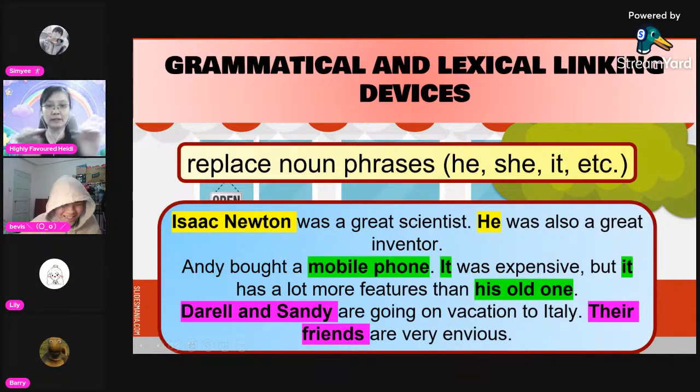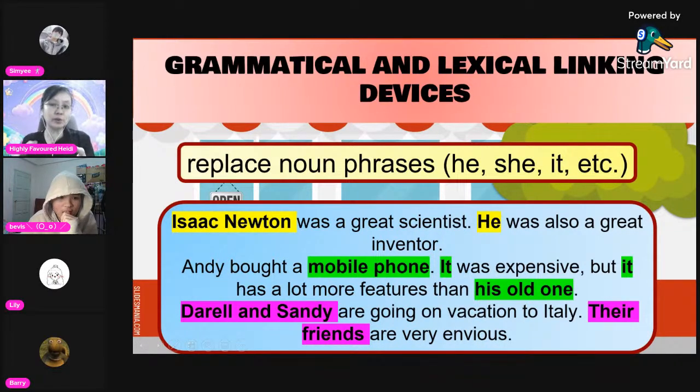The one that I highlighted is the one that replaces noun phrases. Remember noun phrases? Phrases are more than one word. When you are able to do that accurately, this is a cohesive device. You are able to use variety. Like this one: Isaac Newton was a great scientist. "He" represents Isaac Newton. And the "it" in green is representing the mobile phone.